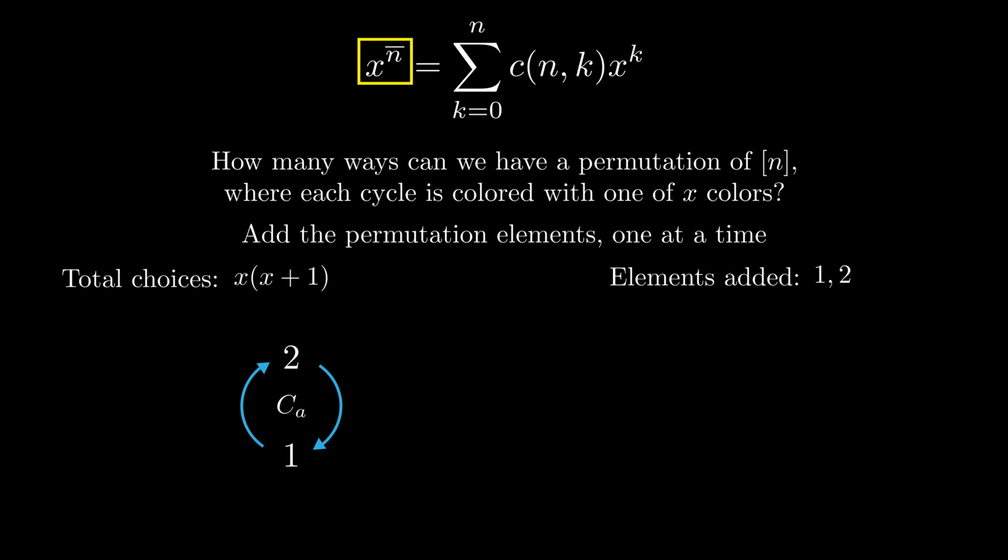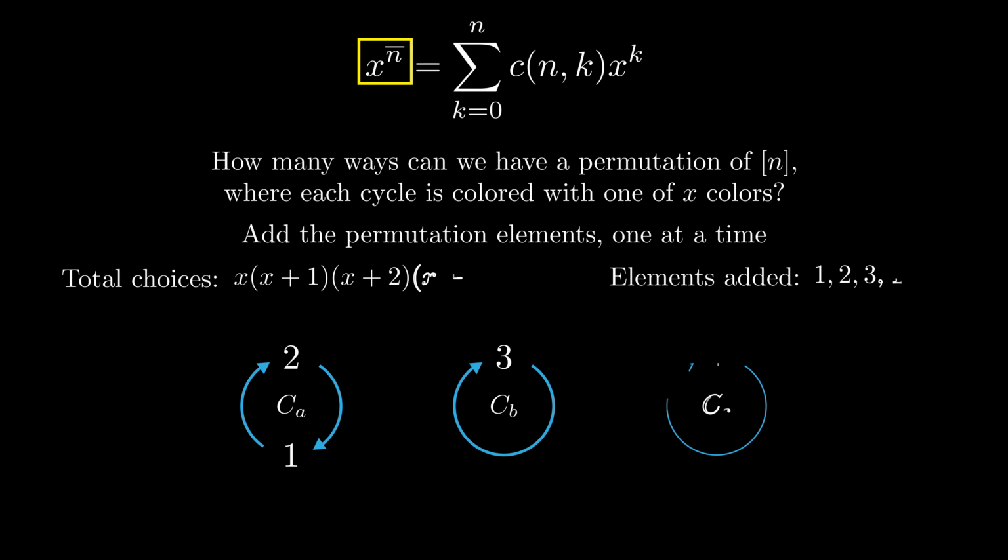We add the next number in the same way. There are 2 choices this time if we add it to an existing cycle. We can place it here after the 1, or here after the 2. We will need to rotate the cycle to put it in canonical form, but both of these positions will give unique permutations. Or, we create a new cycle and have x choices for colors, which gives us a total of x plus 2 choices for where to place the 3. And so, if we continue this process, the number of permutations with colored cycles is x times x plus 1 times x plus 2, etc.